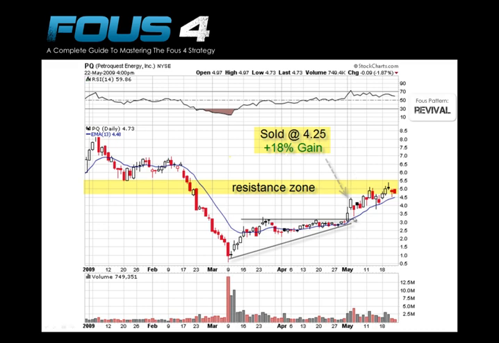You could have rode this out along the 13 EMA just about all the way up to 5. You would have got stopped out on this day here. But that's why I'm always taking profits. I just take what I can get and I move on to the next trade.